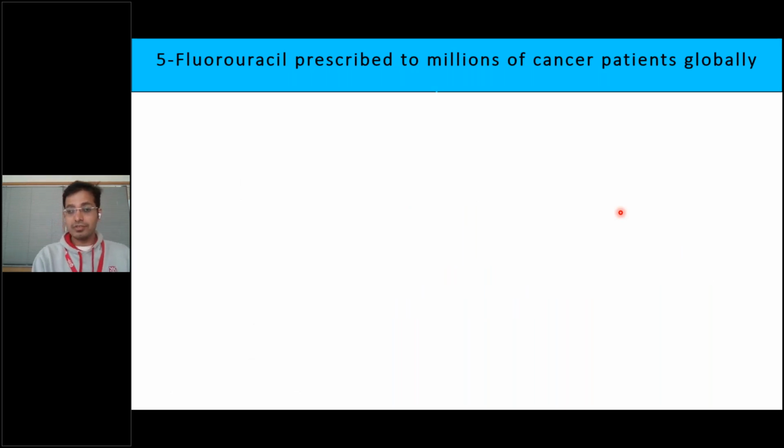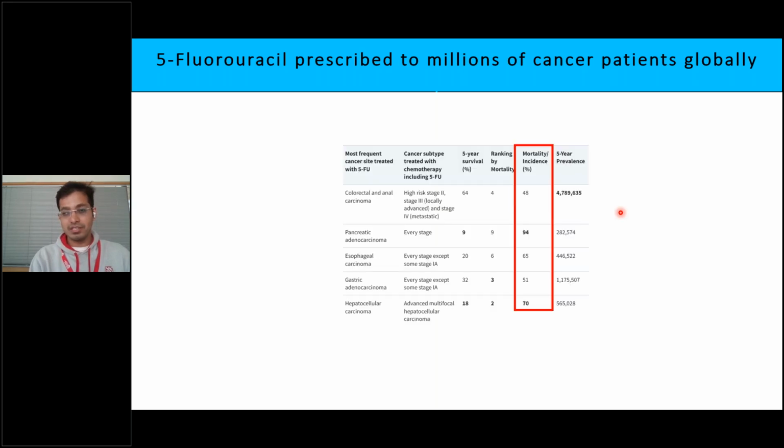And 5-fluorouracil is prescribed to millions of cancer patients globally, but the problem comes with the cancer cells' resistance to it. As you can see, many types of cancer are treated with 5-fluorouracil-mediated treatment as well as combinatorial drugs, but the mortality rate is so high that it needs further attention to understand why this drug is showing less efficacy.